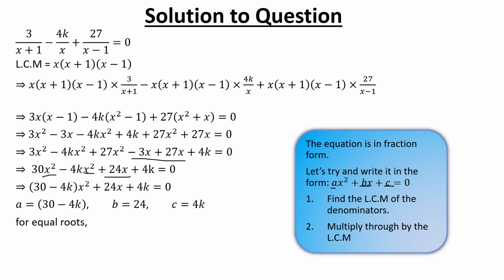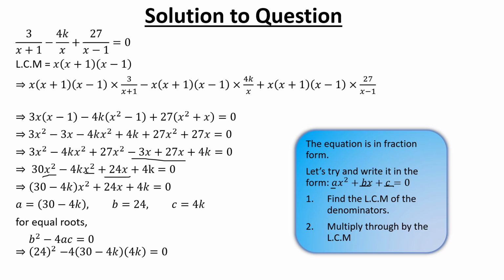For equal roots, this is something we should know: b squared minus 4ac is equal to 0. This is what we call the discriminant in the quadratic formula. So when b squared minus 4ac is equal to 0, it means we have equal roots. And the question is saying the equation has equal roots, so we can use this formula. Let's see. We insert our values, substitution. So 24 squared minus 4 times 30 minus 4k all times 4k is equal to 0.